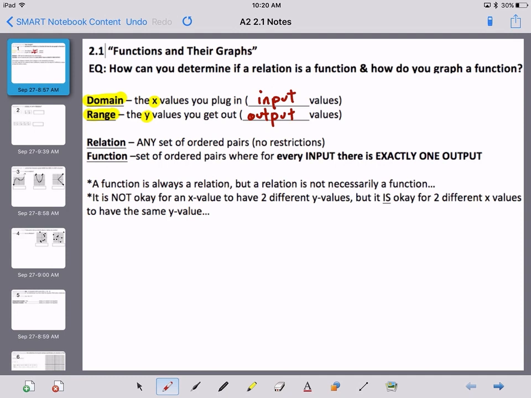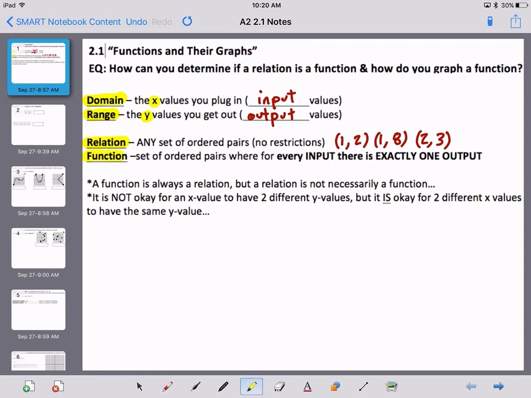Now, our first essential question that we're going to answer today is how can you determine if a relation is a function? Before we do that, we need to talk about what a relation is, and that is any set of ordered pairs. There's no restrictions on what they are. So you could have like (1, 2), (1, 8), (2, 3). That's just a set of random ordered pairs, that's a relation.